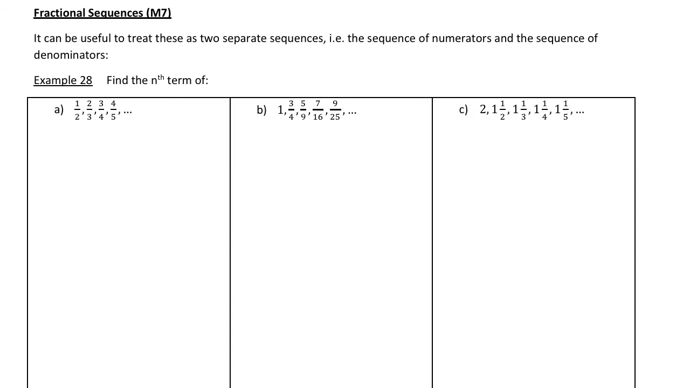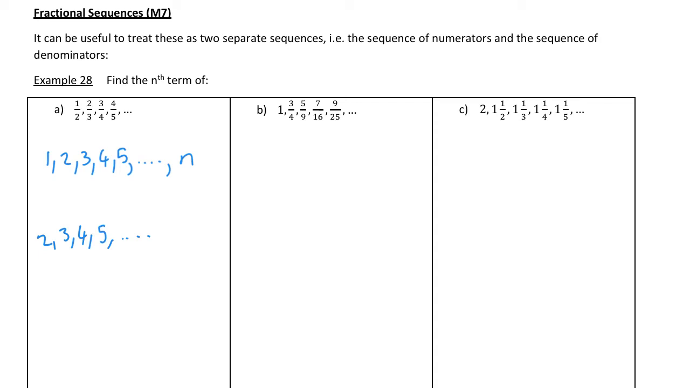If we're given fractional sequences, then it's sometimes useful to treat these as two separate ones. So look at the sequence of the numerator, so the top number, and the sequence of the denominator. So if we look at example A then, what we can see, the numerators is 1, 2, 3, 4, 5. So the first term is 1, the second term is 2, the third term is 3, the fourth term is 4, the fifth term is 5. So what that means is that the nth term is going to be n.